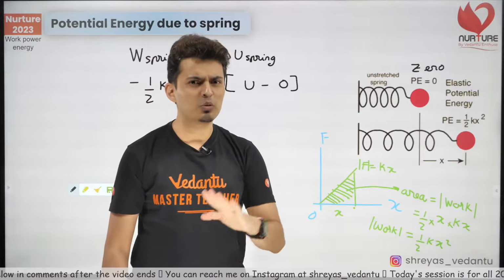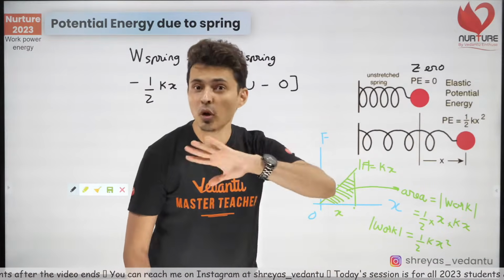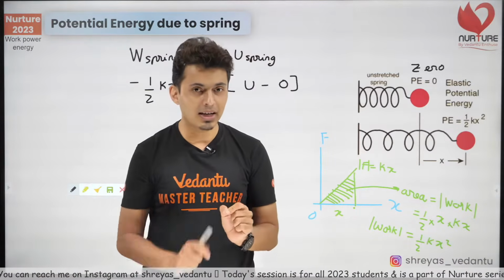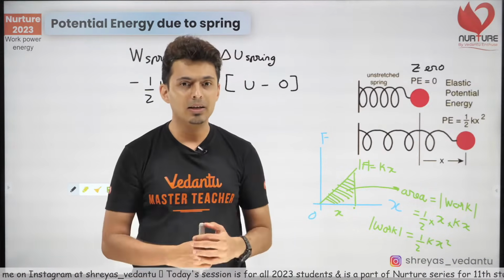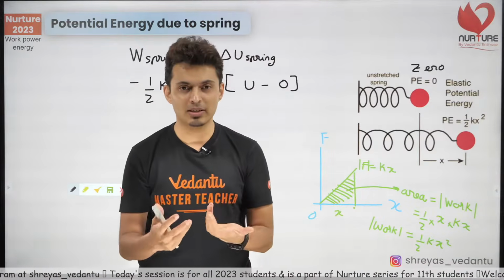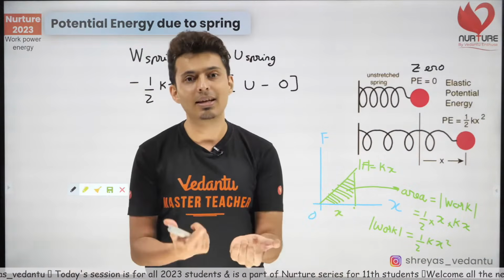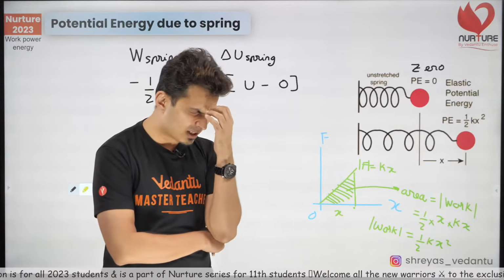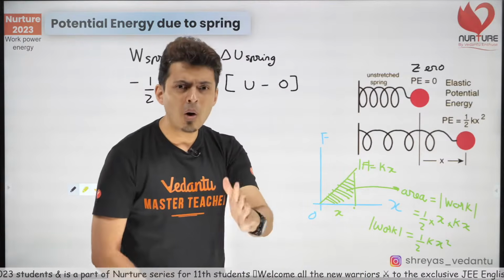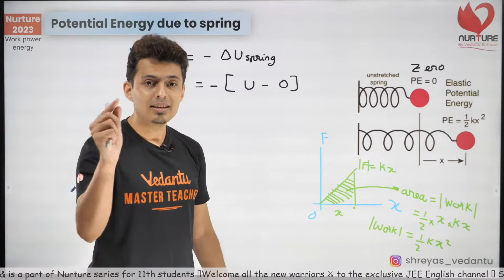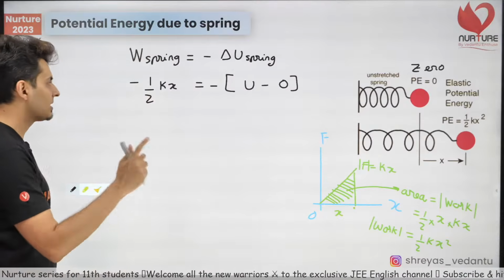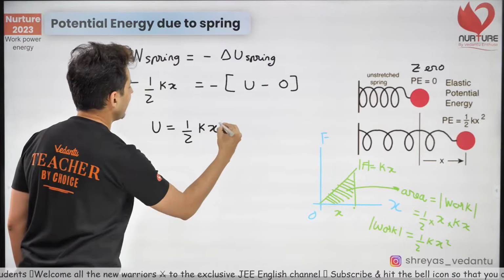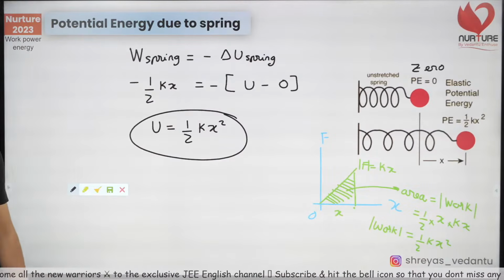So a lot of people remember work done by spring is minus half Kx square. No, don't remember it like that. Remember the magnitude of the work is half Kx square. The sign, you know how to get it. If force and displacement are in the same direction, positive. Force and displacement in opposite directions, negative. So that's how you remember it. Do not remember whether it is minus half Kx square or plus half Kx square. No, the magnitude is half Kx square. Sign, figure it out by looking at displacement and force. Minus minus cancels. So potential energy is just half Kx square. That's it. That's the answer.